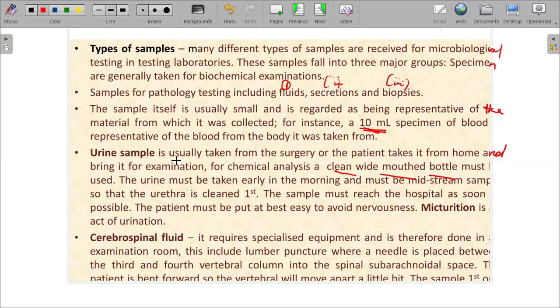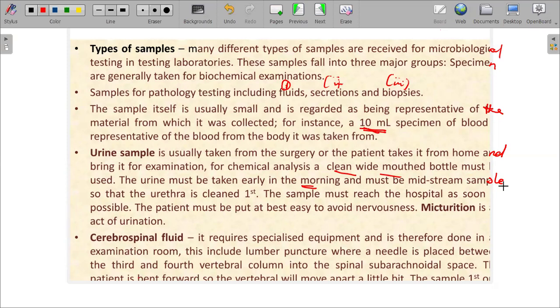The urine must be taken early in the morning. That is one key thing. The urine must be taken early in the morning and must be midstream. What we mean by midstream is that it mustn't be the first urine that comes out when a person is urinating. It must be a sample found in the midst of the urine. The person can let the first urine come out and then take the in-between urine, before the process of urinating is done.